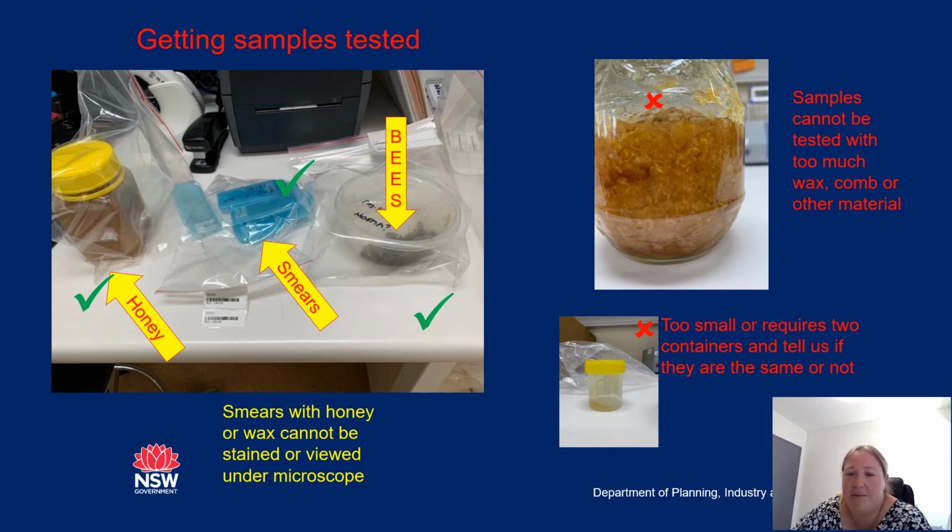The other sample example here is just a pot that's just a bit too small. If you're going to send those in, that's fine. We just need 2 of them, but we need to know that they're the same sample. Otherwise, we will contact you and ask you the question, just in case that they're separate samples or anything like that.